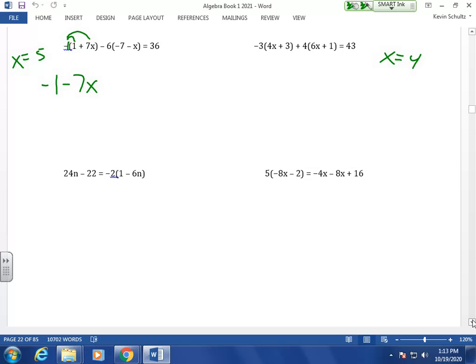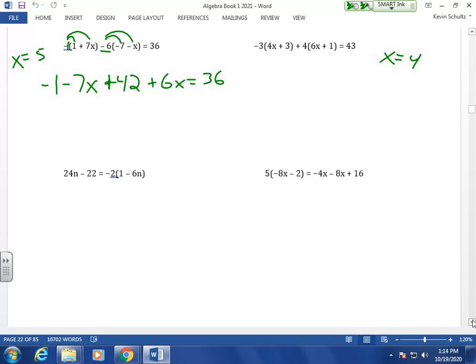And then we're going to distribute that negative 6 into our second set of parentheses. Negative 6 times negative 7 is a positive 42. Check your sign on that one. And then a positive 6x. Check your sign on that one as well. If you made a mistake, it was probably in those first 2 steps.